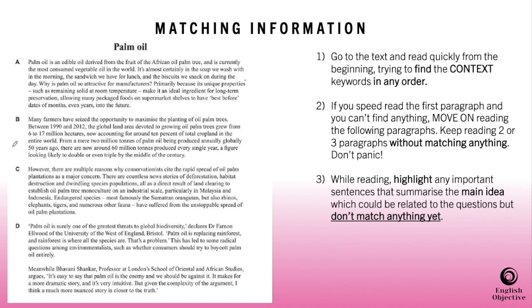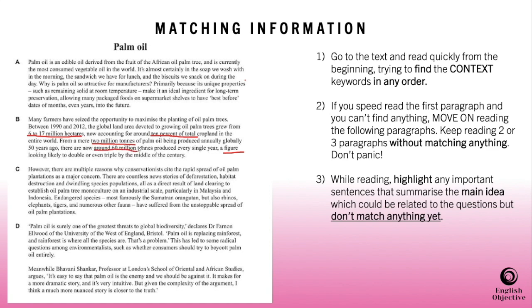Many farmers have seen the opportunity to maximize the planting of oil palm trees, which grew from accounting 10%. Okay, I'm seeing a lot of numbers now. 50 years ago, 60 million tons every year. A figure, and that's very important actually, looking likely to double or even triple by the middle of the century. So 6 to 17 million hectares. Then 10% of total, then 2 million tons of palm oil, and then around 60 million tons produced.